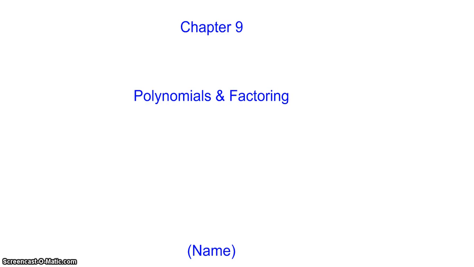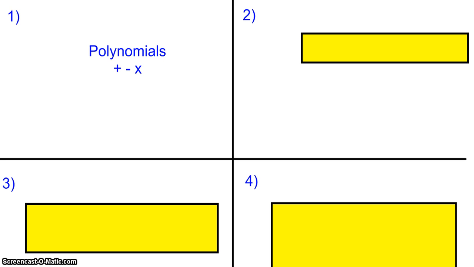Okay, this is for algebra. It is the graphic organizer for the entire Chapter 9, which was polynomials and factoring. We began the chapter with looking at some basic operations with polynomials, right? So we started with addition, subtraction, and then multiplication of polynomials.